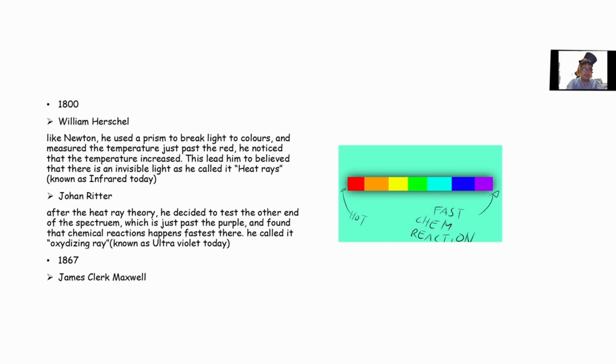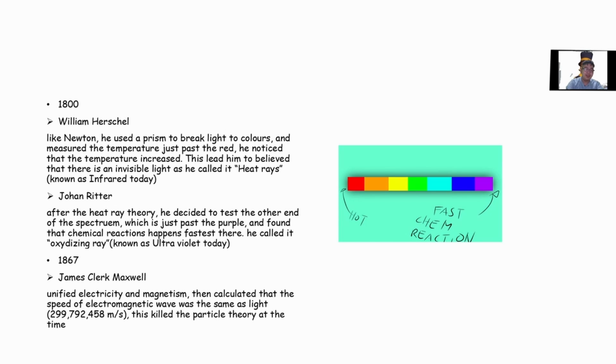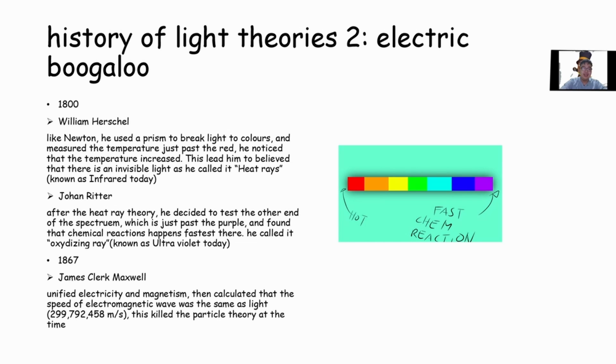In 1867, James Clerk Maxwell unified electricity and magnetism, then calculated that the speed of electromagnetic waves was the same as light, which is whatever that number is. This killed the particle theory at the time. Emphasis on at the time. And that makes the part 2 of the history of light theories.